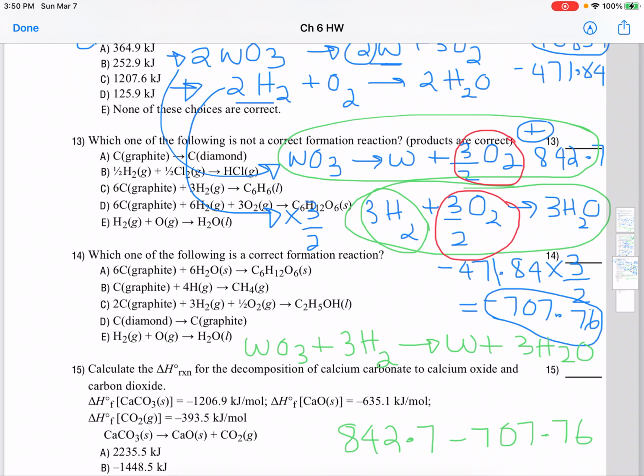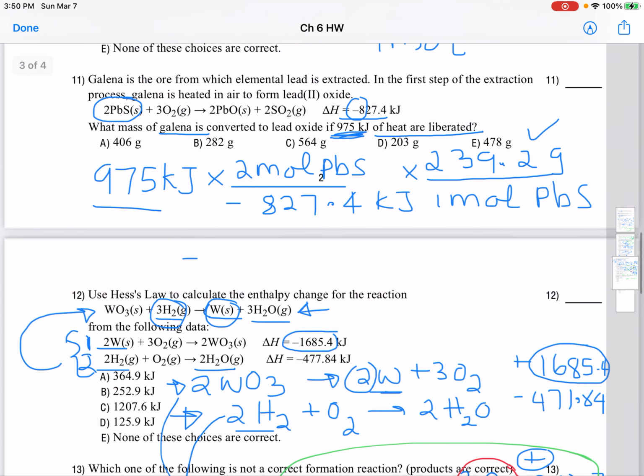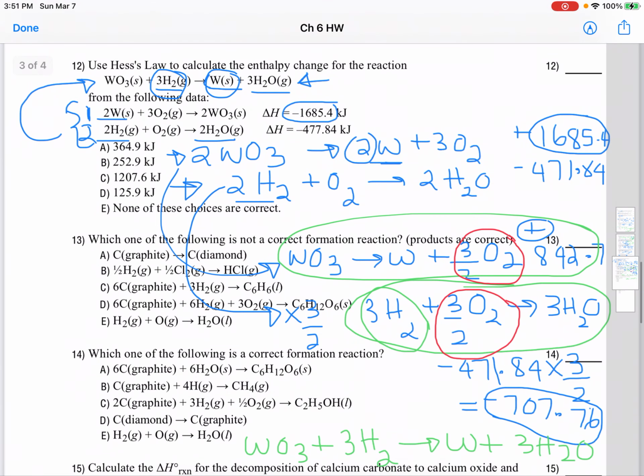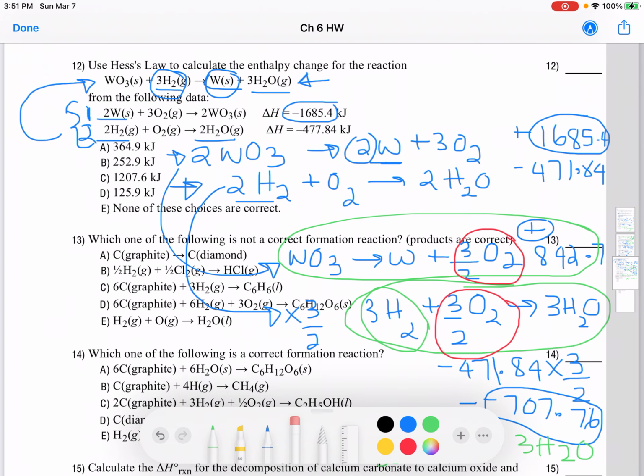842.7 minus, what did I get doing that calculation? Let's try it again. 471.84 times 3/2, 707. No, 477. I have made a little mistake. I wrote this number differently: 477 over here. I made a little mistake when writing the amount. It should be 477.84.